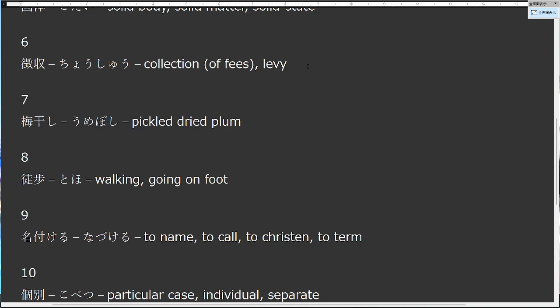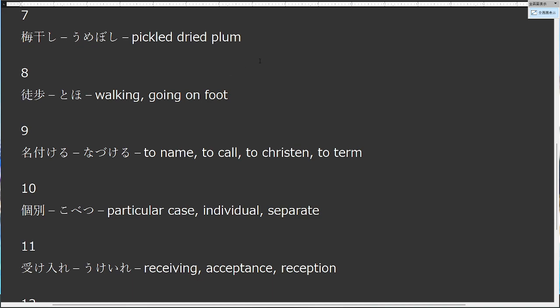This is mostly going to have to be rote memorization. If you think of a fun way to remember this, please let us all know. Chōshu is the collection specifically of fees or a levy. Chōshu desu.